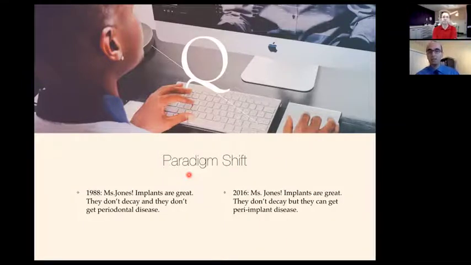But my point here is the paradigm has shifted. Back in 1988, when we were talking to patients, we were saying, Mrs. Jones, implants do not get cavities. They are great, and they don't get periodontal disease. But now we know that implants don't get cavities, but they can get peri-implant diseases. And that should be communicated to the patients at the time of the initial consultation and also in recall examinations.